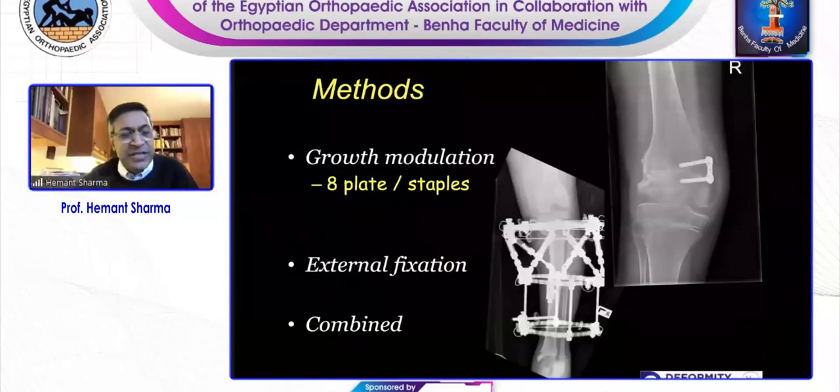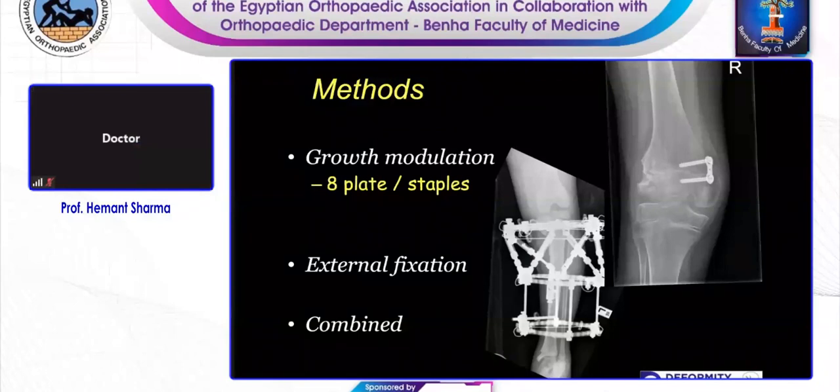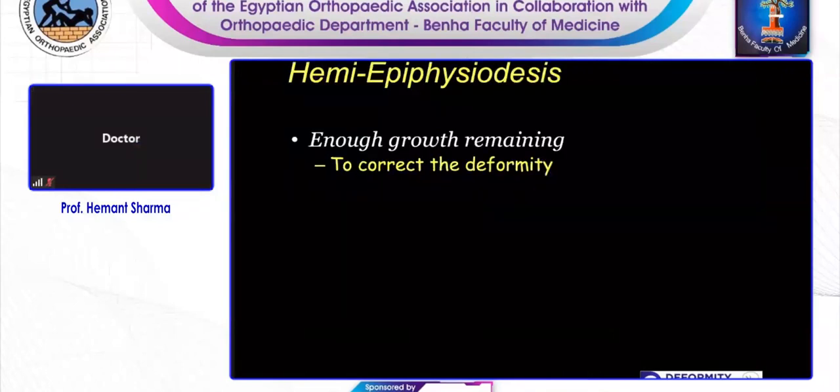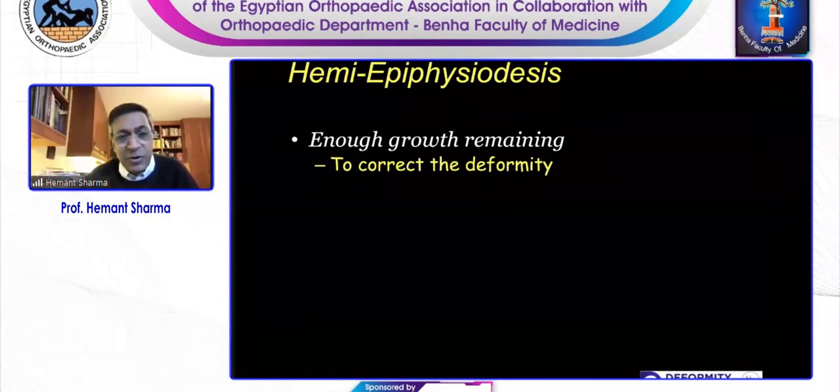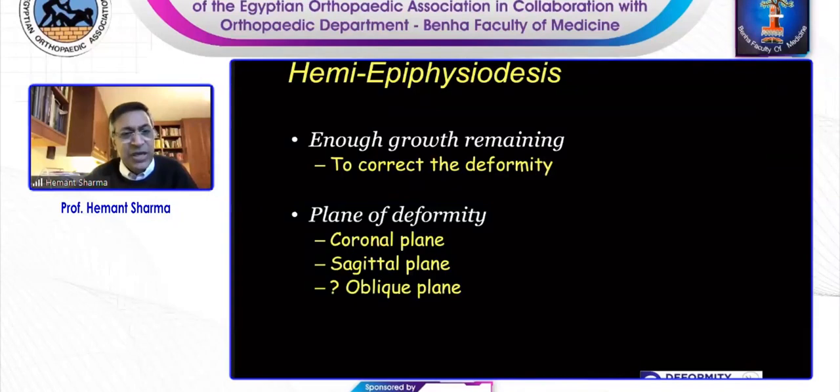How can we do it? The most common method is the 8-plate or the staples, which used to be used in the past, axial fixation, and sometimes we do it with a combined method. Now, gradual growth plate correction with the 8-plate is used when there's enough growth remaining. That is the principal issue.